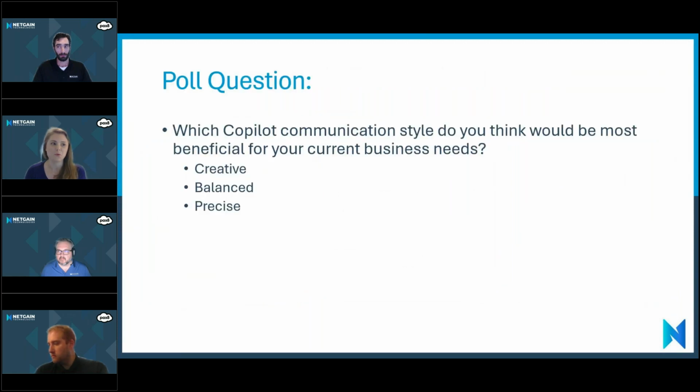Going to hit you with another poll. Which Copilot communication style do you feel would be best for your daily business operations? Okay. Cool. Yep, that's interesting. Mostly balanced and then even for creative and precise. So I guess that's kind of what I was anticipating. Pretty cool.